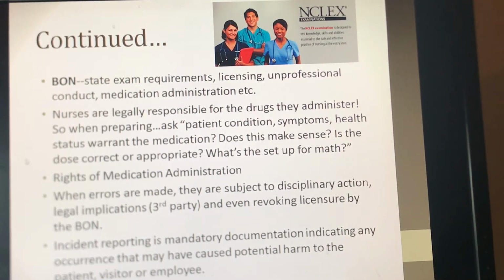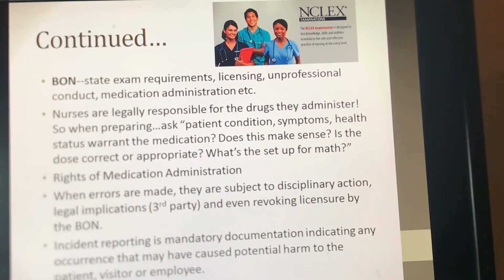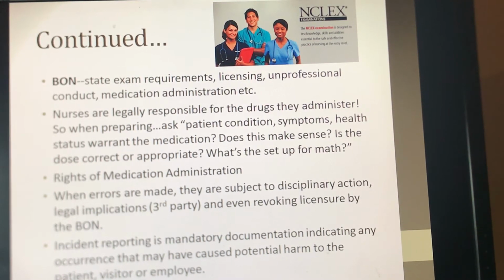So they do look at all that. They keep us responsible for what we do, even when we're doing drug administration, right? And so we need to ask, what's the patient condition? Does the health status warrant the medication, or are we just transcribing and administering? Does this make sense? Is this the correct dose? What's the setup for the math when we look at that, and is it correct? So we're looking at rights in medication administration, which you need to know and understand, and know that when errors are made, they are subject to disciplinary action, legal implications, that kind of thing, through the board of nursing, because we've got to answer to somebody.